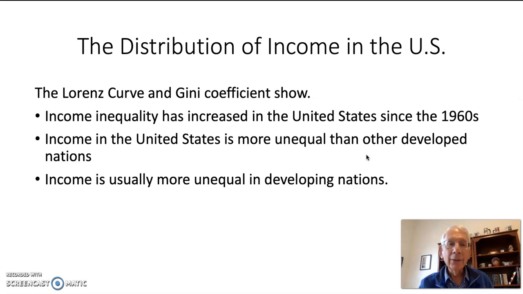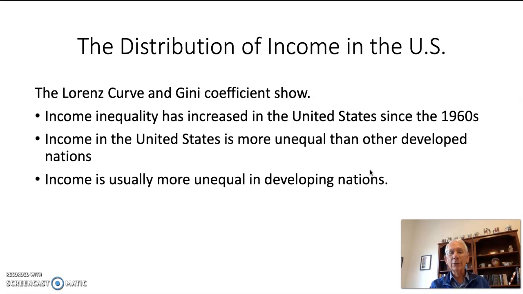So, having said that, what does the evidence show? The Lorenz curve and the Gini coefficient do show certain things. First of all, since the 1960s, income inequality has increased in the United States. It has steadily increased. It's gone up by about 20%, one way of measuring things. So the first thing we see is that income has in the United States become more unequal over time.